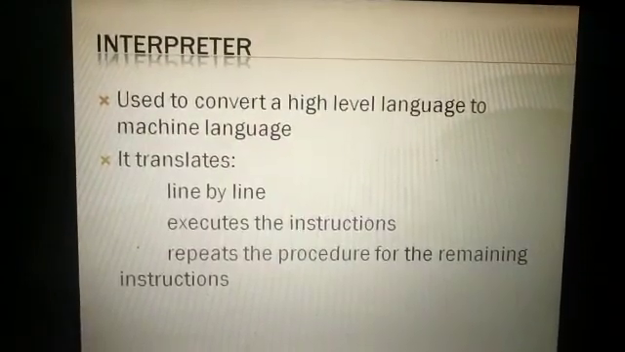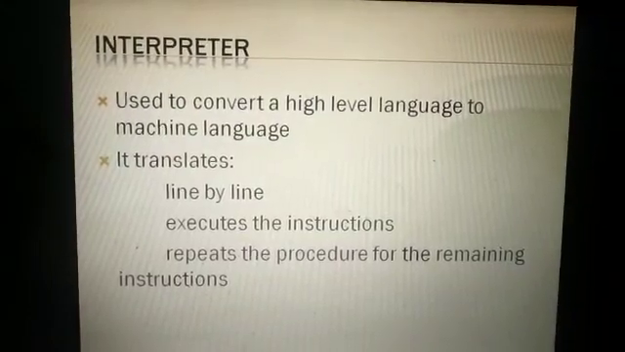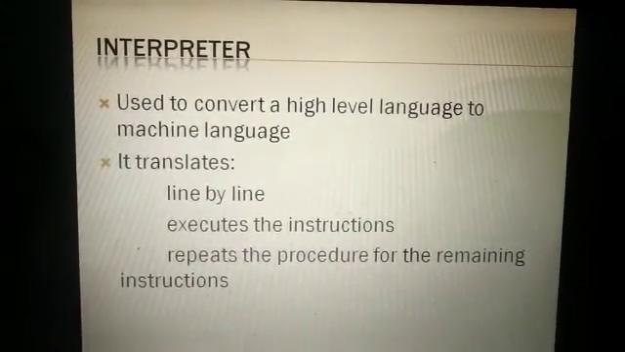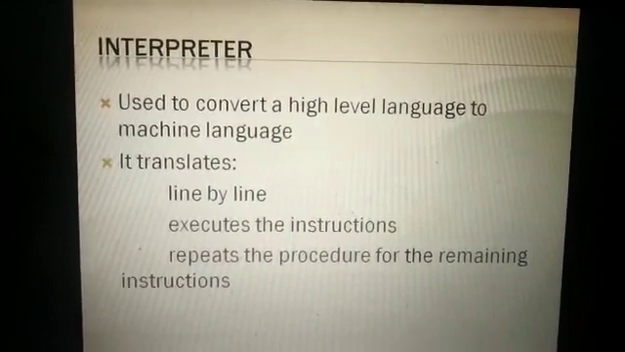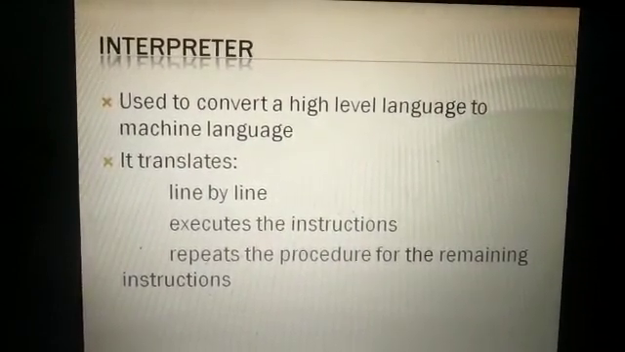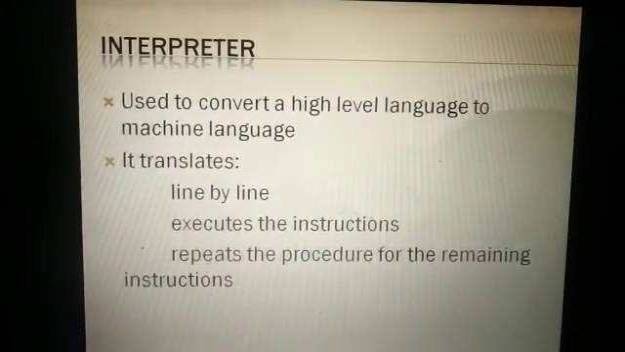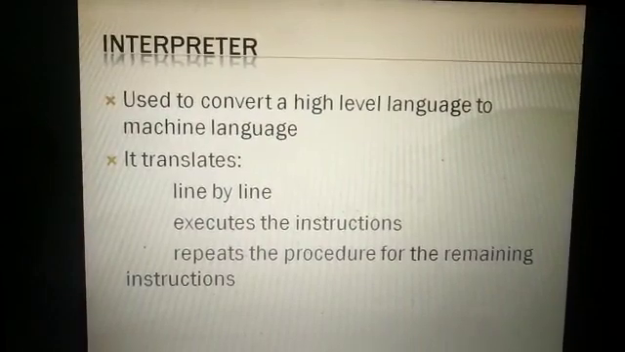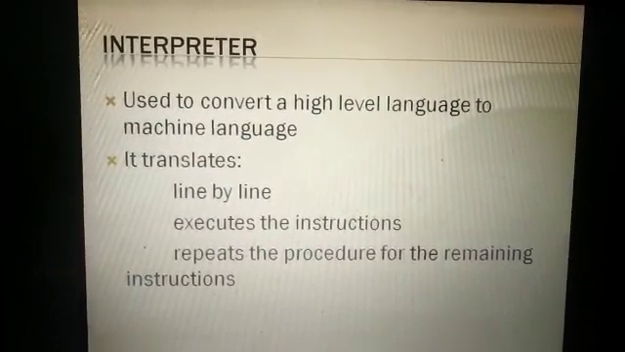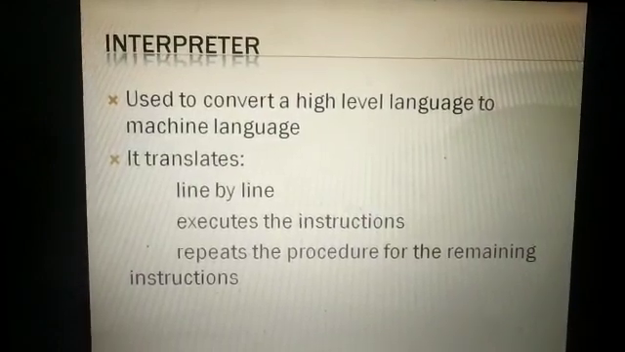The first one is the interpreter. It is used to convert a high level language to the machine language. It translates line by line. It executes the instruction and repeats the procedure for the remaining instructions until all the instructions are executed.